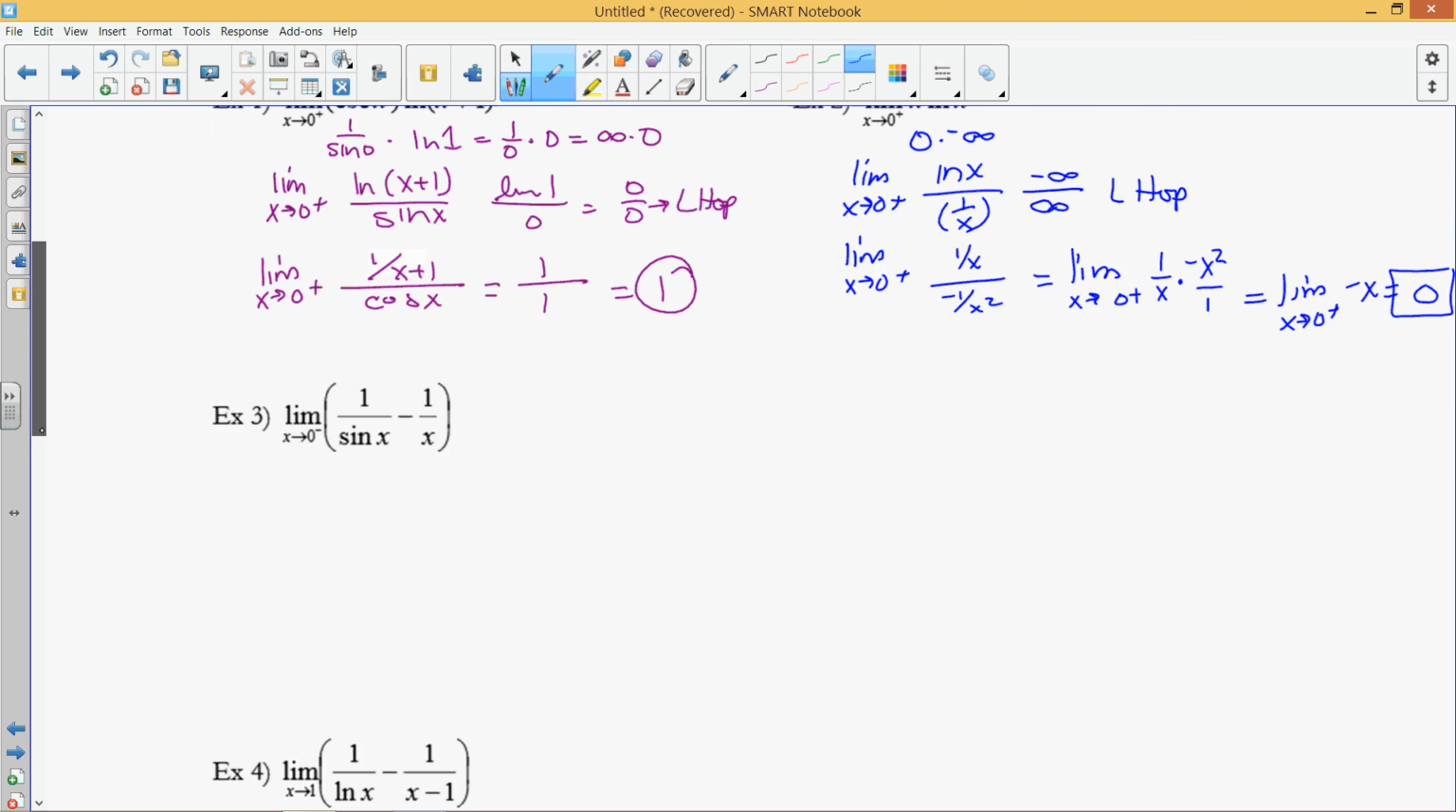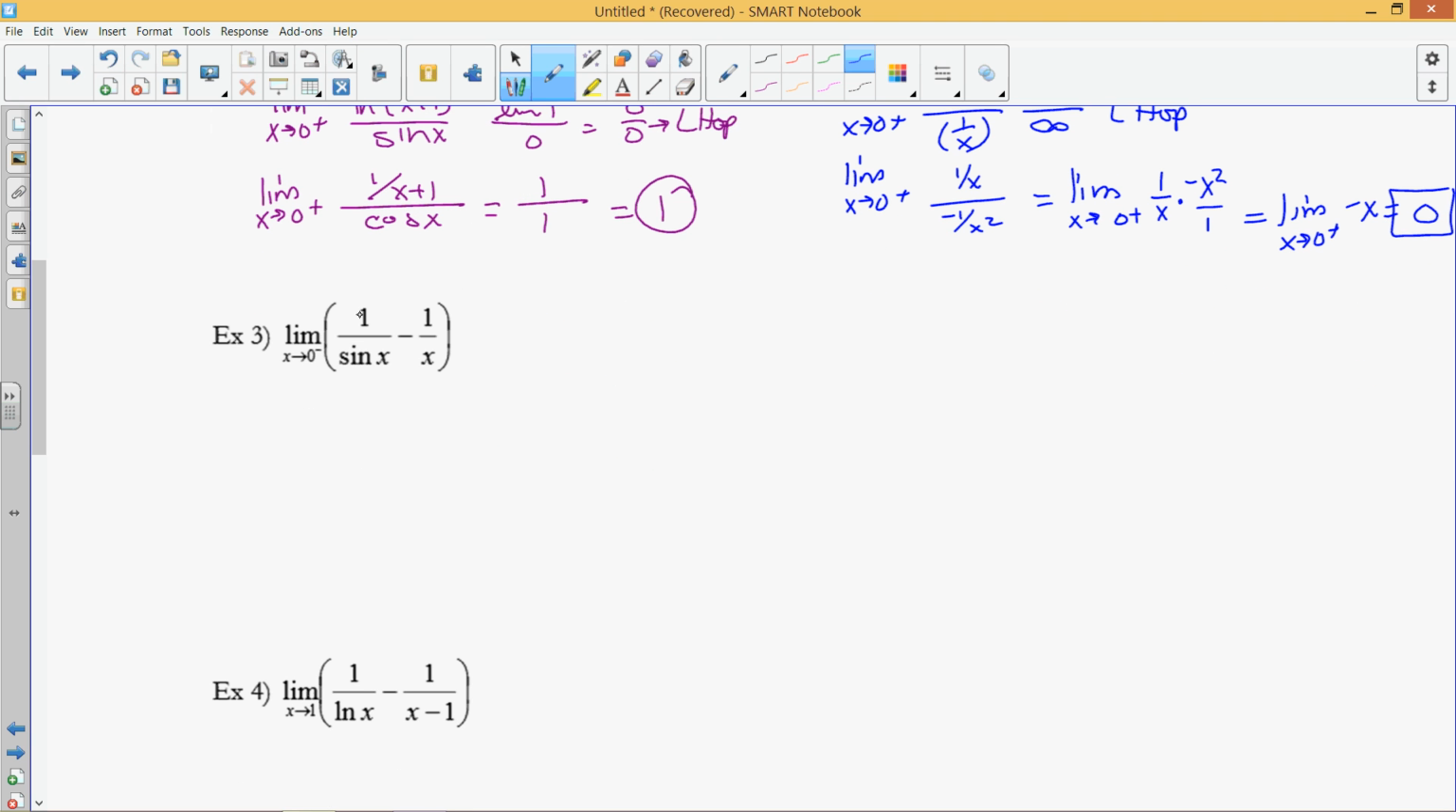All right, coming down here, the limit as x approaches 0 from the left of 1 over sine x minus 1 over x. So this is going to be, let's see, 1 over sine x is like 1 over 0. 1 over x is also like 1 over 0. 1 over 0 is like infinity minus infinity.